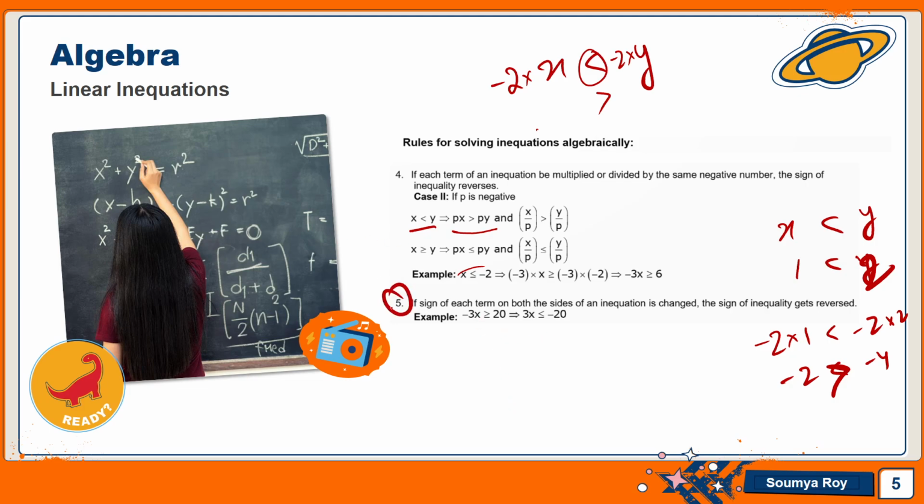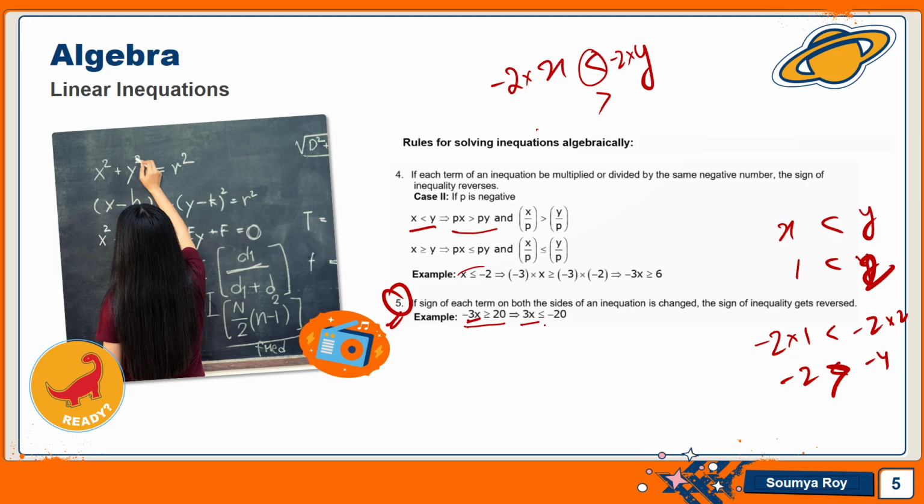This fifth property is very, very important. Please do remember, because the other ones you can easily figure out, they are almost the same rules, but this fifth one is different. See what it tells. Let's suppose it is minus 3x greater than or equal to 20. Don't keep x with a negative. Whenever there is x, don't keep any negative sign on x. For the answer you need to move that negative value to the other side, which means you have to change the sign.